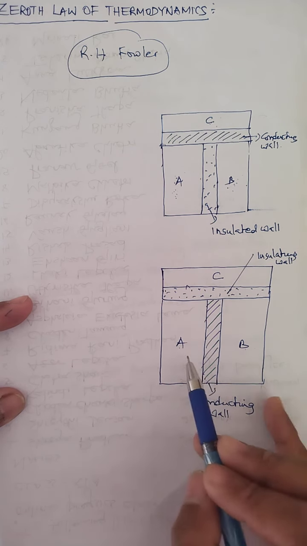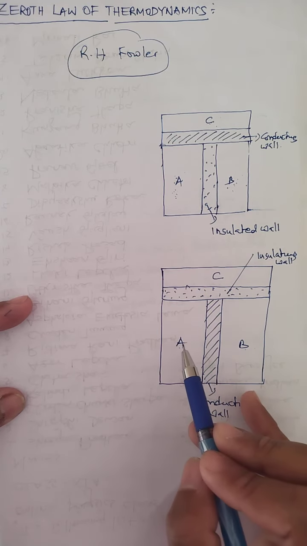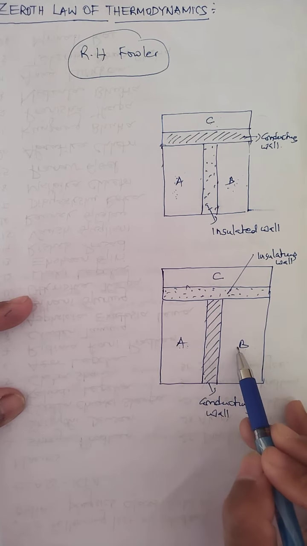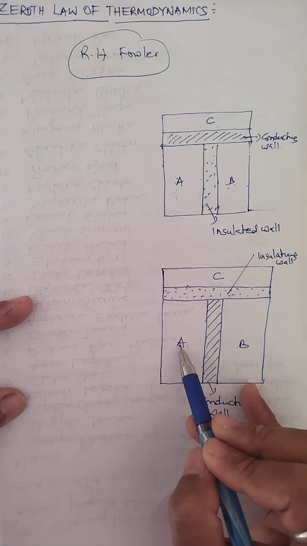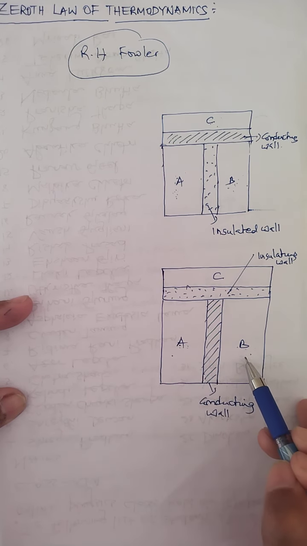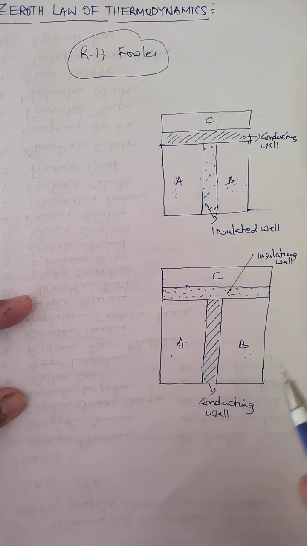Thermal equilibrium with each other means there is no transfer of heat between A and B. Means there is no heat flow between A and B. If there is no heat flow between A and B, what happens? Definitely they acquire the same temperature. System A acquires the same temperature. System B also acquires the same temperature. Means these two systems are also in what? Thermal equilibrium.